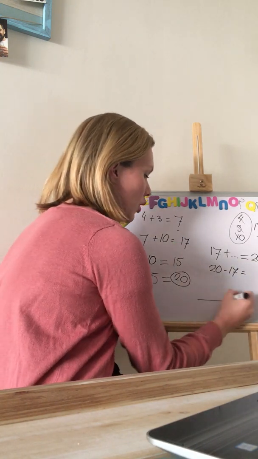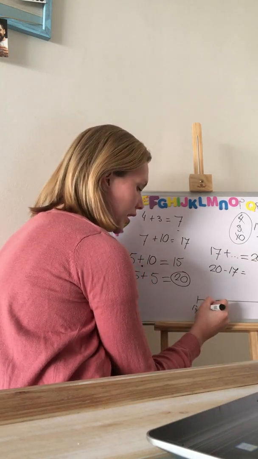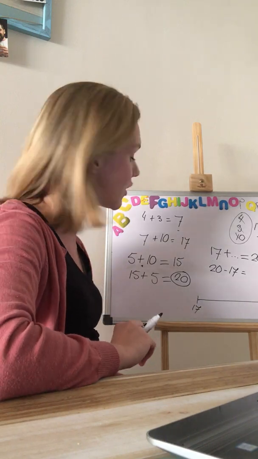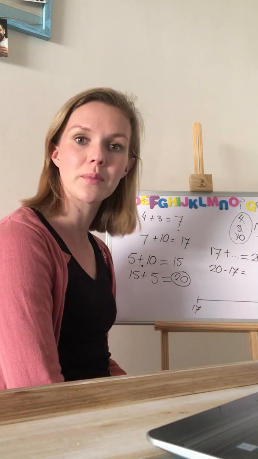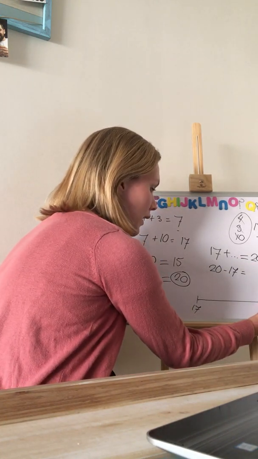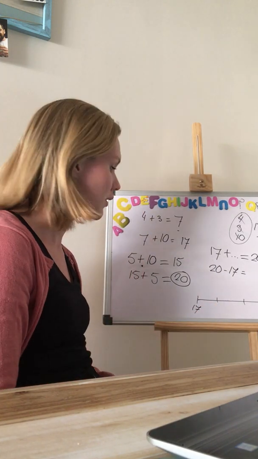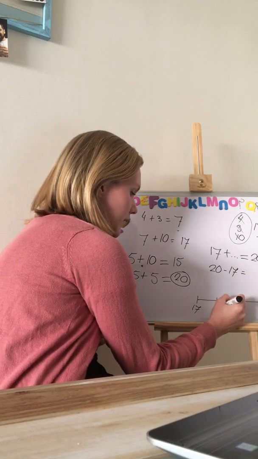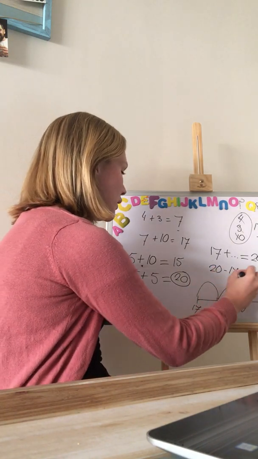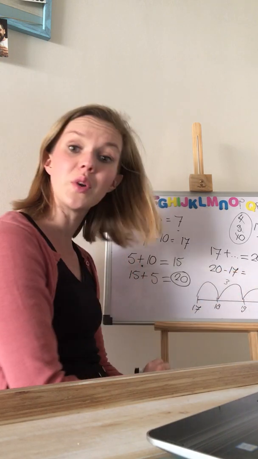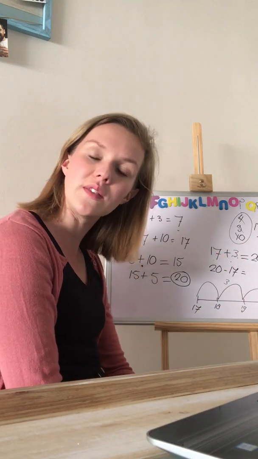Okay, let's draw. I'm going to put the 17 here. I'm not going to start from 0 because that's going to take me too much time. I'm going to start with 17. What is going to be the final number? 20. Okay, 17, 18, 19, 20. So let's see. 1, 2, 3. 3 hops. So 17 plus 3 equals 20.